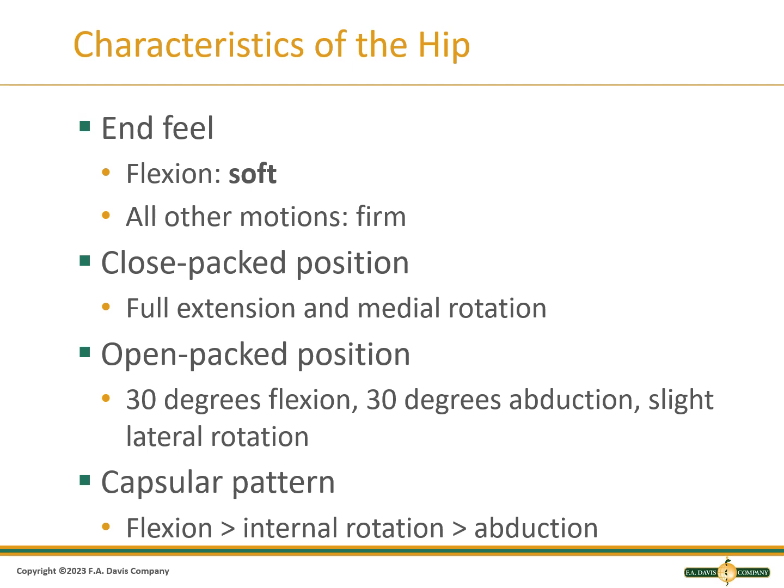The open pack position, so where we have the most freedom of movement and the position we would want to put patients in to perform mobilizations, would be 30 degrees of hip flexion, 30 degrees of abduction, and a slight external rotation. Capsular pattern movement loss that happens at the hip is flexion followed by internal rotation and then abduction.